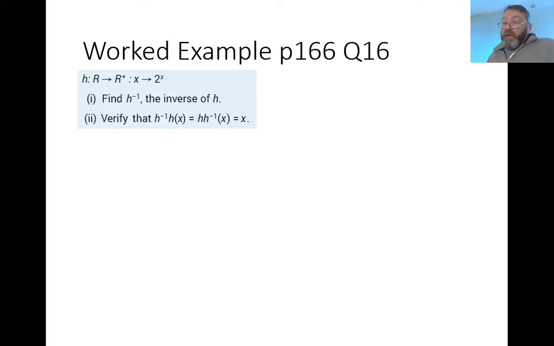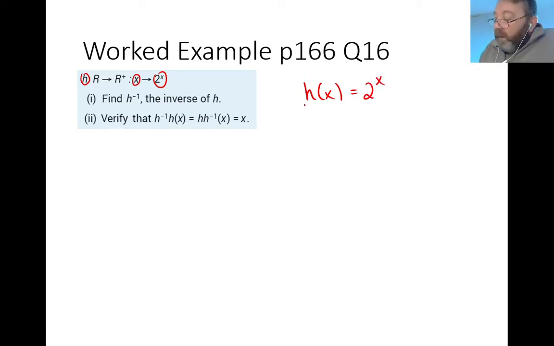Okay, last one. Page 166, question 16. The function h works in the domain of real values towards a codomain of only positive reals. Okay, where my domain x becomes my range 2 to the power of x. Find h to the minus 1, the inverse of h. Now, what am I going to do here? What's the shorthand? h of x equals 2 to the x. Write down the shorthand. h of x equals 2 to the x.